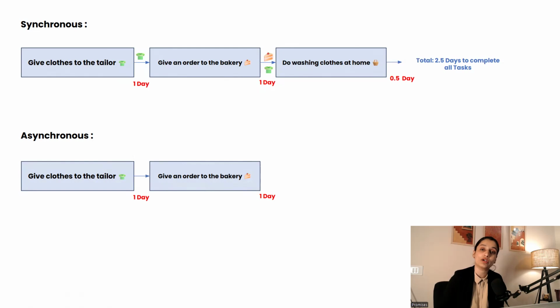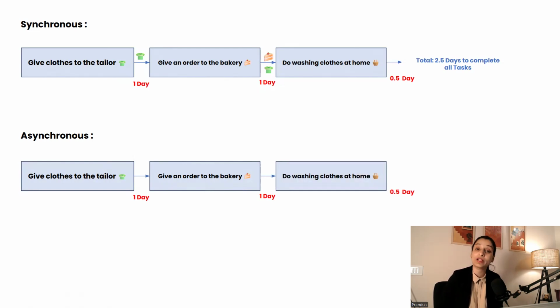I will give one order for the cake in the bakery. If the bakery is taking one day to bake the cake, doesn't matter. I will move towards the next task and start washing my clothes. So in half a day, I will wash all my clothes completely. Once one day is completed, I will get my dress and my cake back. That result, I'll get it back.